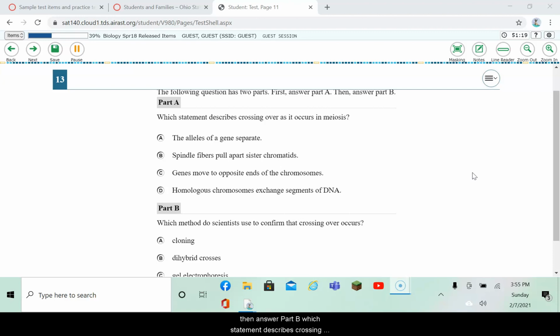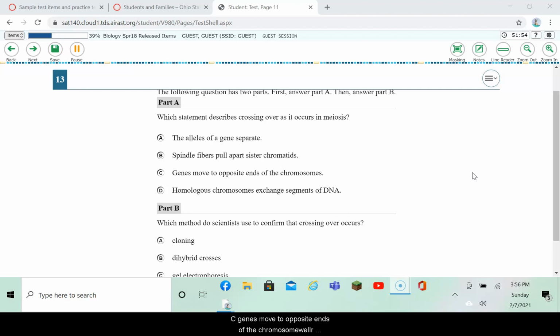Which statement describes crossing over as it occurs in meiosis? Remember, crossing over is where the homologous chromosomes in prophase 1 of meiosis 1 touch each other and exchange genetic information. Okay, so which statement describes crossing over? Is it A, the alleles of a gene separate? No, that takes place in anaphase. B, spindle fibers pull apart sister chromatids. Again, that's part of cell division, anaphase.